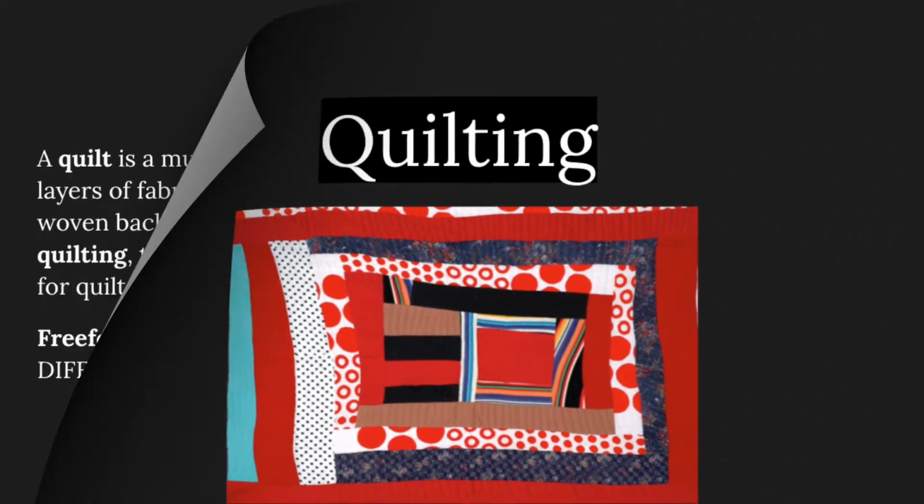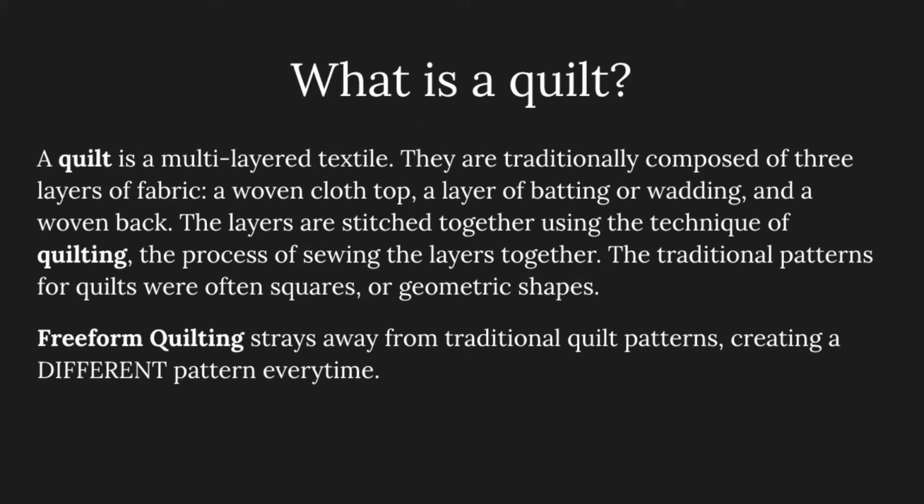Quilting. What is a quilt? A quilt is a multi-layered textile. They're traditionally composed of 3 layers of fabric. The layers are stitched together using the technique of quilting, the process of sewing the layers together.